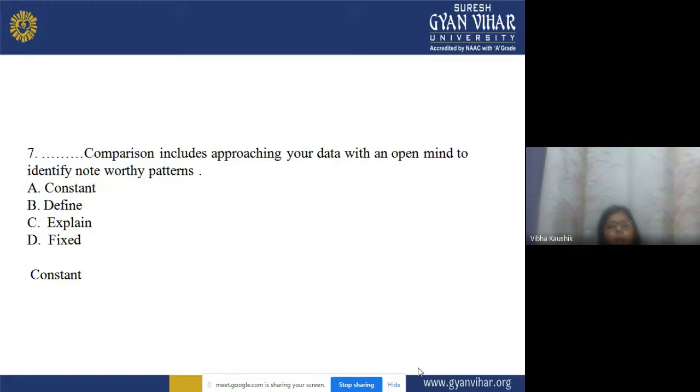Now the seventh one: dash comparisons including approaching your data with an open mind to identify noteworthy patterns. And the options are A constant, B define, C explain, or D fixed. Now these are the options, students, and you have to select the correct answer on the basis of the choices. The correct answer is option A, that is constant comparison includes approaching your data with an open mind.